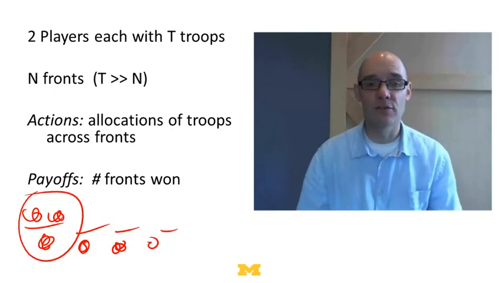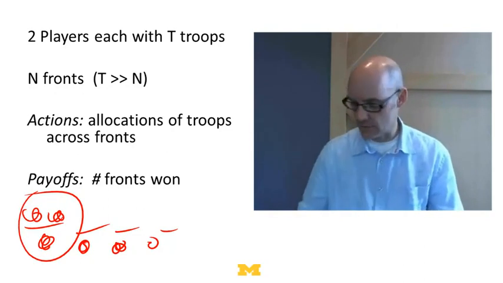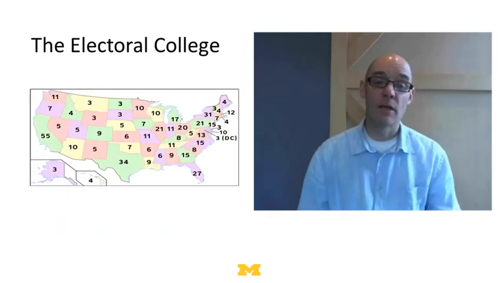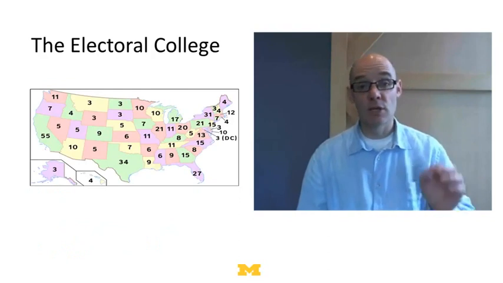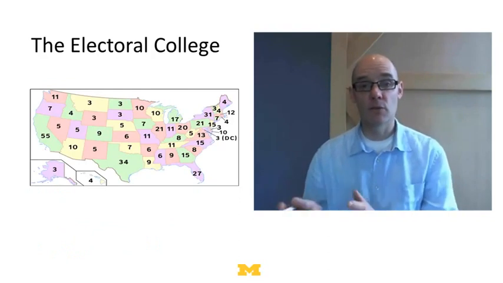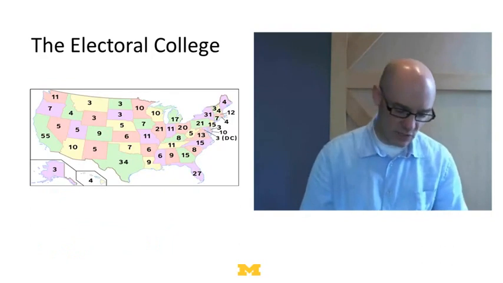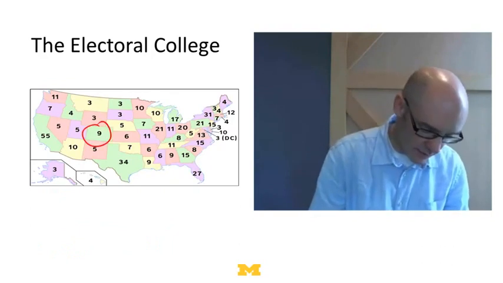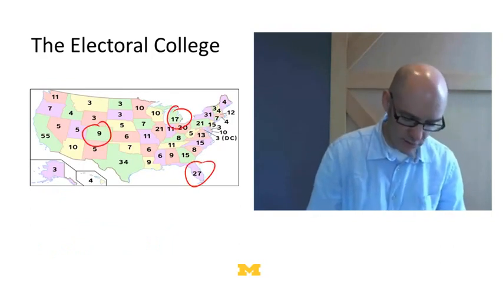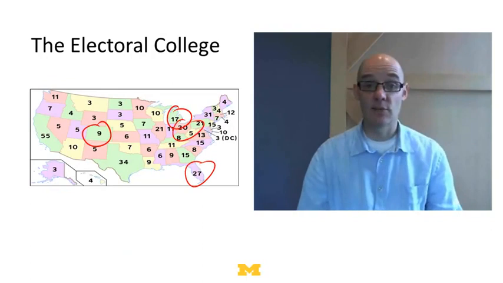But does it apply elsewhere? What I'm going to convince you is yes. So here's the first example, the U.S. Electoral College. To be president of the United States, you don't have to win the most votes. What you have to do is win the most states. You can think of each state as a front. So you've got Colorado as a front, Michigan's a front, Florida's a front, and increasingly Ohio's a front.